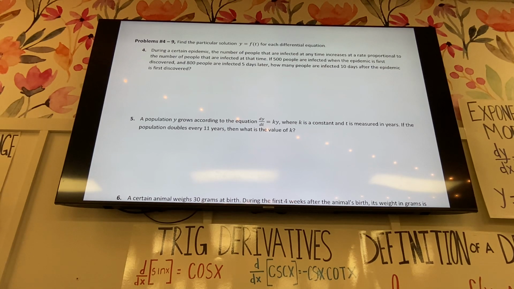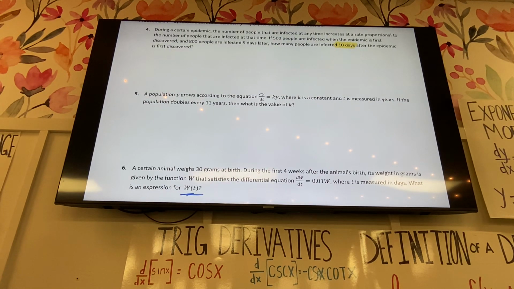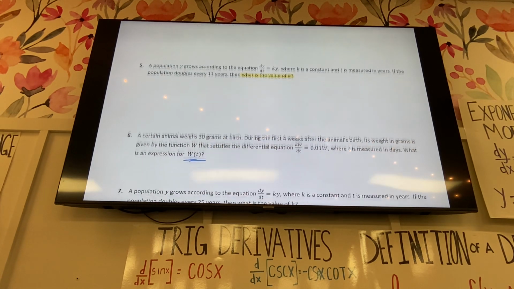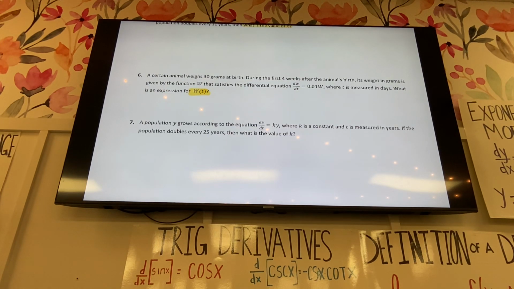So I think number 4 is actually one of the more involved ones because you have to actually figure out your k and your c and all of those good things. You have to write your equation so you can plug in 10 and figure out how many people are infected after 10 days. Whereas number 5 is just what is the value of k. That one is not as involved because all you have to do is find k and then you're done. On number 6, all you have to do is find your equation. So you don't have to plug anything in. Once you find your equation, then you're done. 7, what is the value of k?